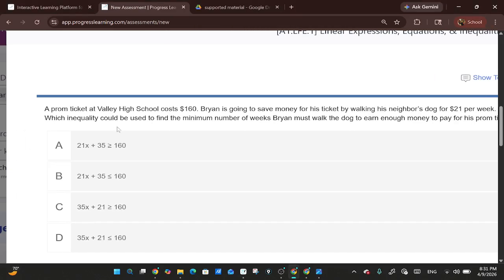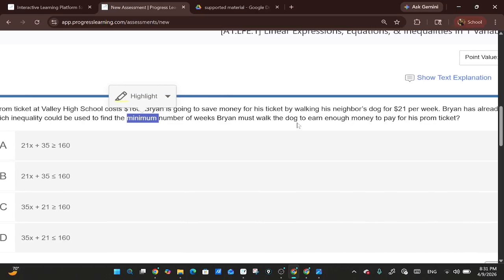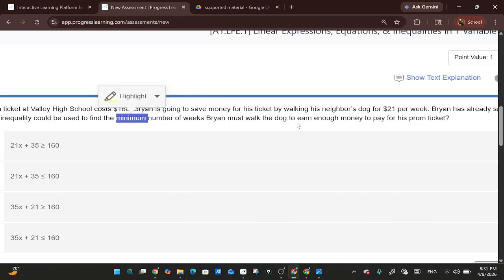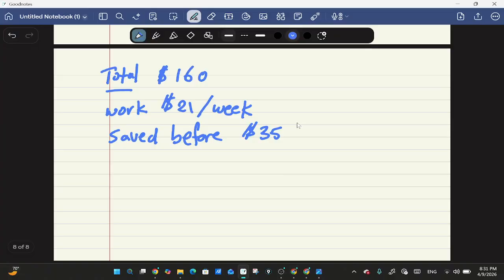Which inequality could be used to find the minimum number of weeks Brian must walk the dog to earn enough money to pay for this prom ticket? So the main problem is about the minimum number of weeks that we need.